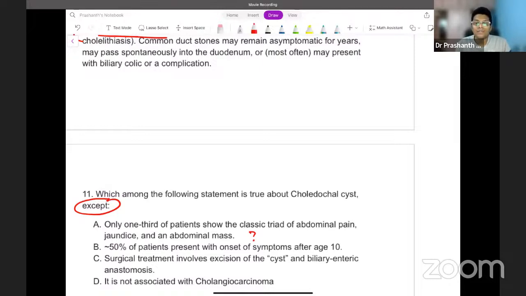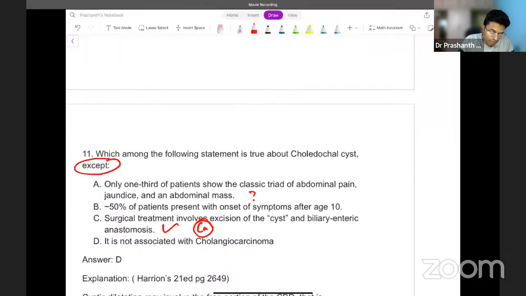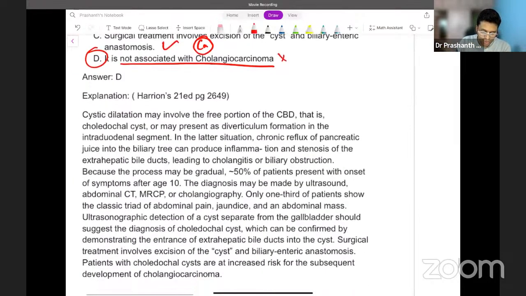Surgical treatment involves excision of the cyst and biliary enteric anastomosis. This is true, we know, because this has a predisposition to become cholangiocarcinoma. The last option is wrong because it says it's not associated with cholangiocarcinoma. The right answer is D. That is the reason you should know that choledochal cyst is treated aggressively by surgery and bilioenteric anastomosis. If it was not associated with cholangiocarcinoma, then you would probably do just excision of the cyst, or you might not even do anything if the patient is asymptomatic. No, that's not the usual answer because it is associated with cholangiocarcinoma. It is a pre-malignant condition. You treat them aggressively. So the answer has been given here.